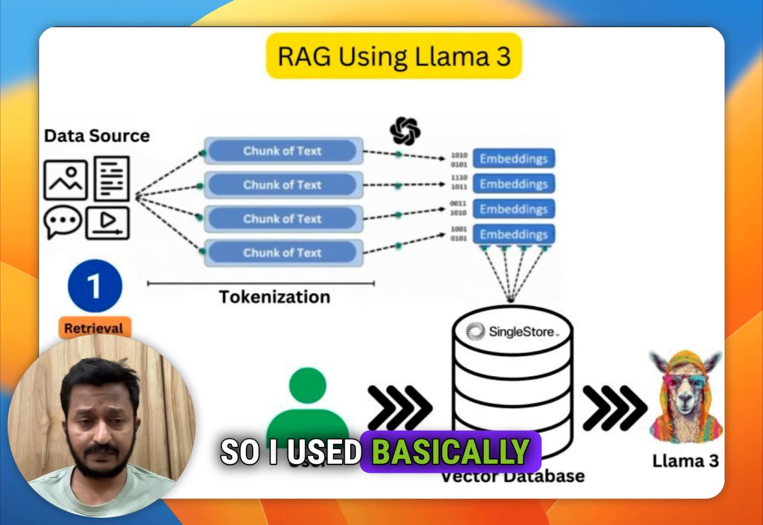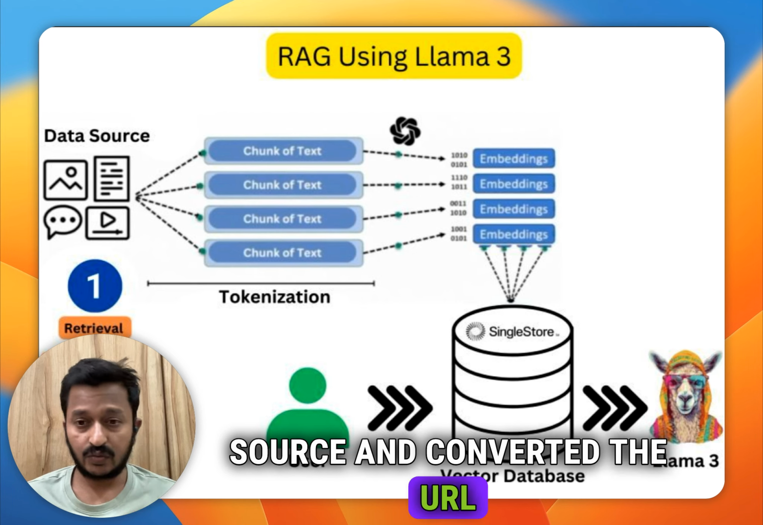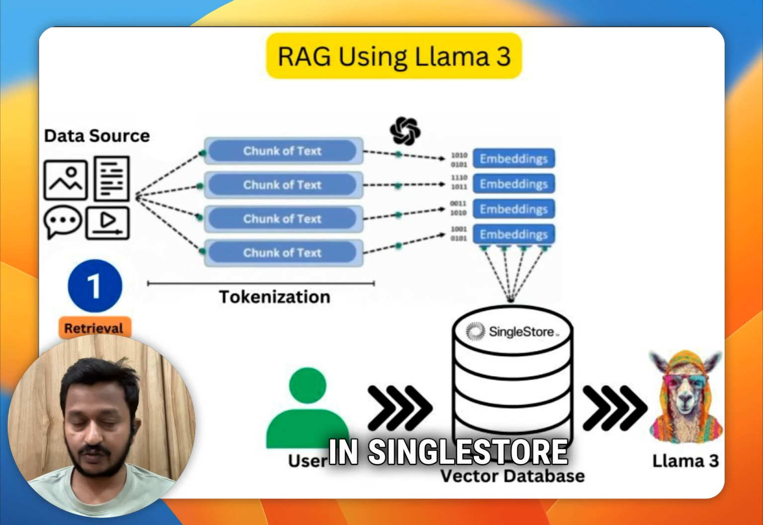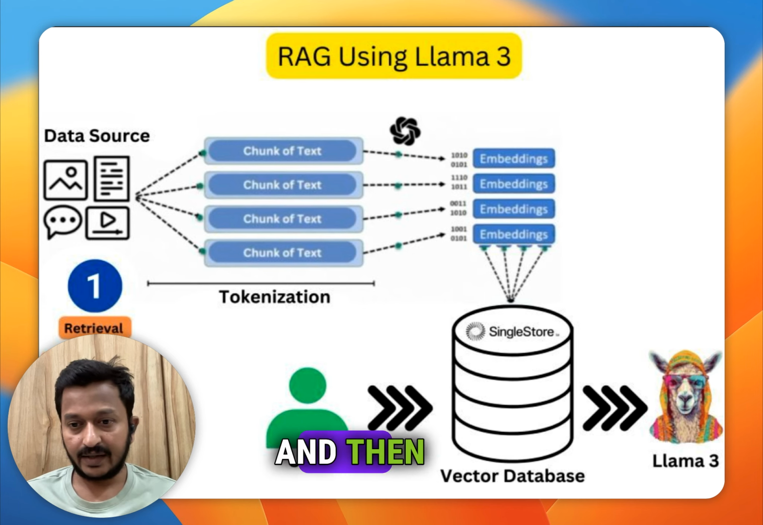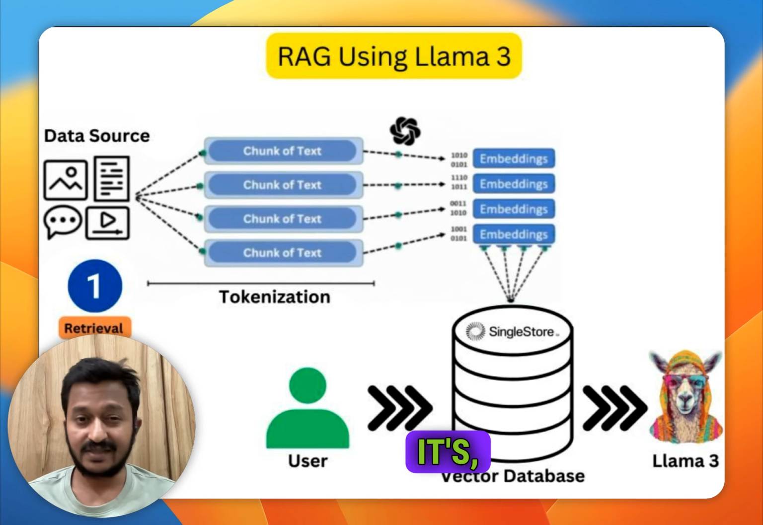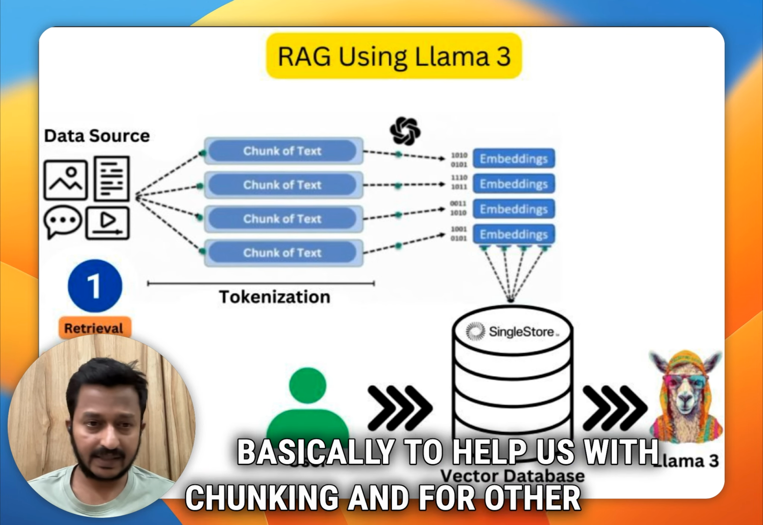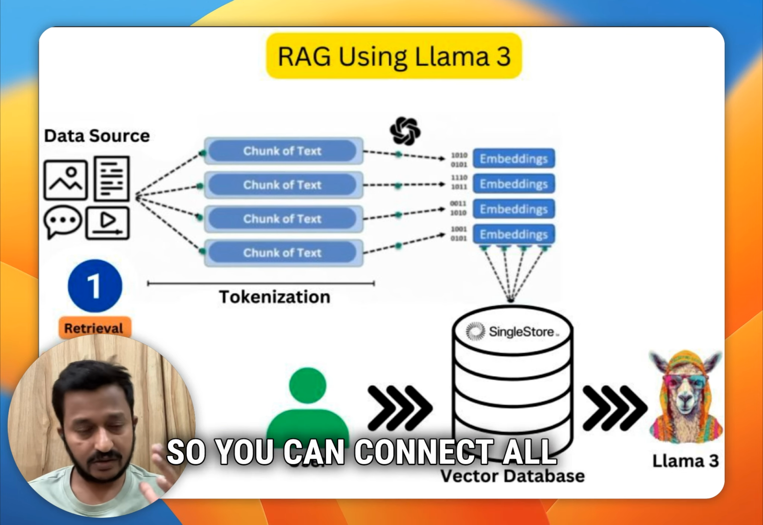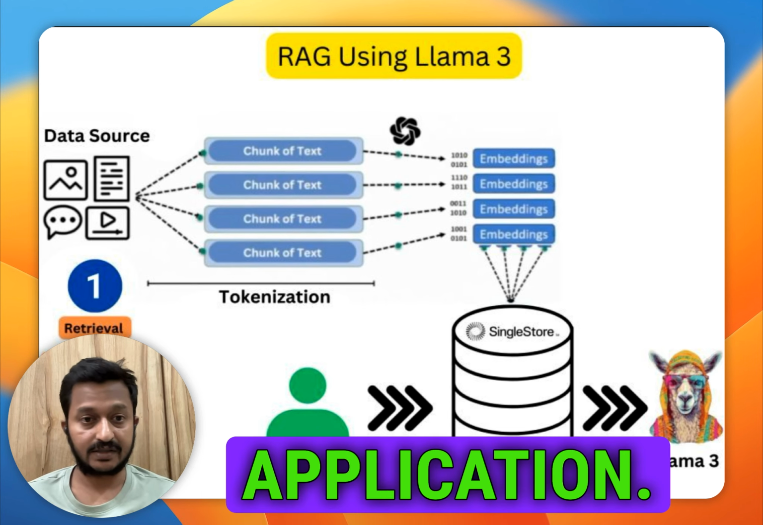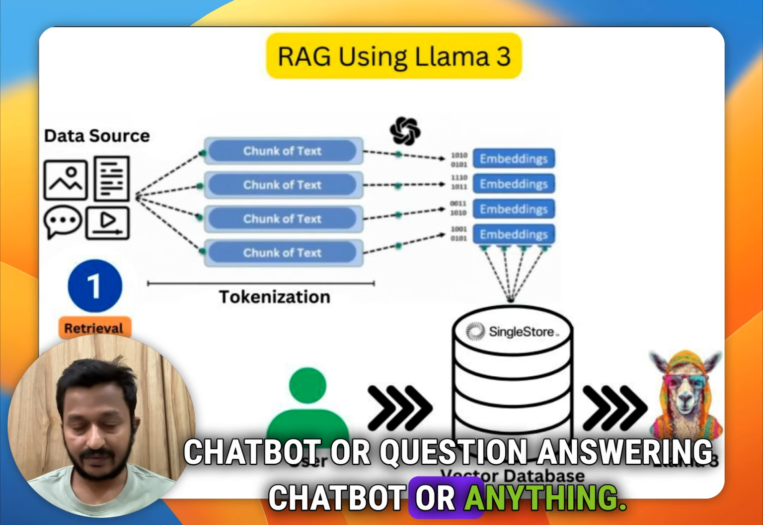I used a publicly available URL as the data source, converted the URL into embeddings, and stored the embeddings in SingleStore, our vector database. And then I used LangChain, an open source AI framework. It gives you a toolkit to help with chunking and other things, right? So you can connect all these things together and create a very sophisticated RAG application. It can be a RAG chatbot or a question answering chatbot, anything.